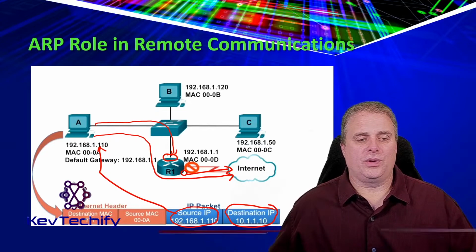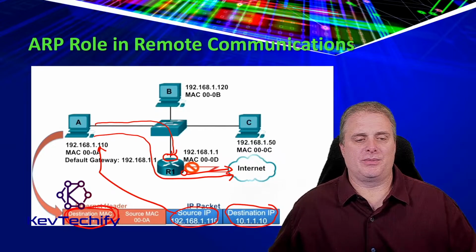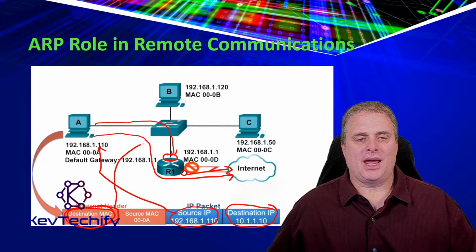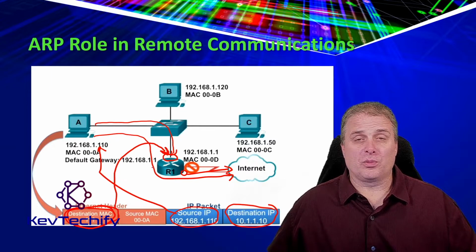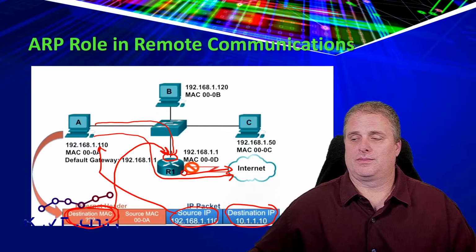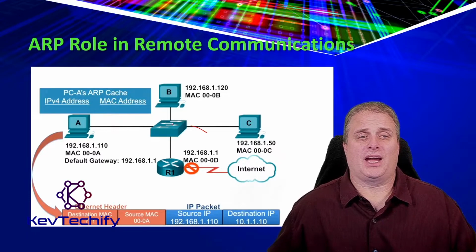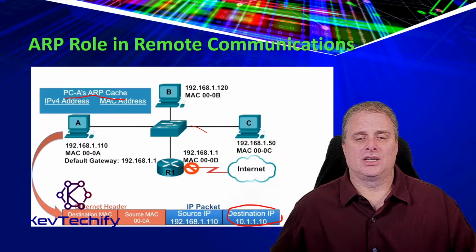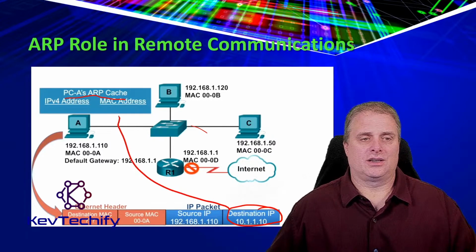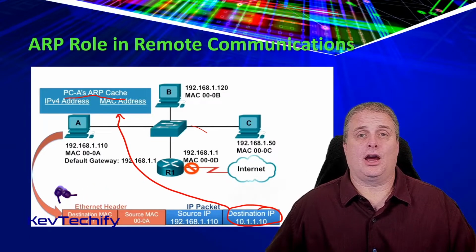When we look at this, what we have to figure out is this destination MAC address. Right here, this destination MAC address. Once again, that is the MAC address of our default gateway. How do we go about figuring that out? This is where that ARP request comes in. First thing PCA does is it checks its ARP cache. Is the destination IP address listed in the ARP cache? No, 10.1.1.10 is not listed in the ARP cache.